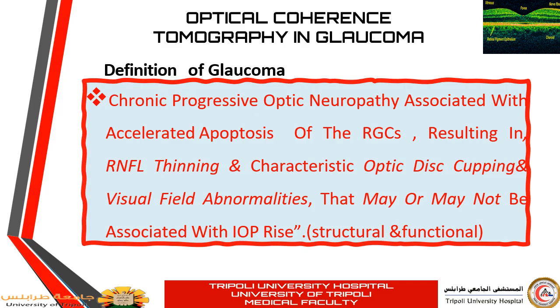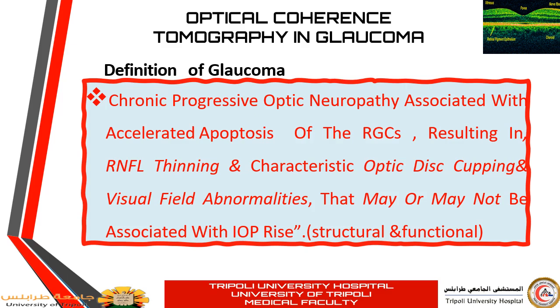So the current definition of glaucoma is a chronic progressive optic neuropathy. It is not a disease, it is a syndrome or a group of diseases characterized by progressive optic neuropathy associated with accelerated apoptosis of retinal ganglion cells, which results in retinal nerve fiber thinning with characteristic optic disc cupping and visual field abnormality that may or may not be associated with a rise in the intraocular pressure.